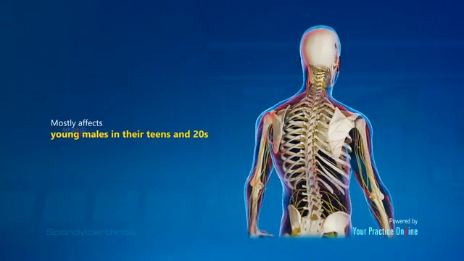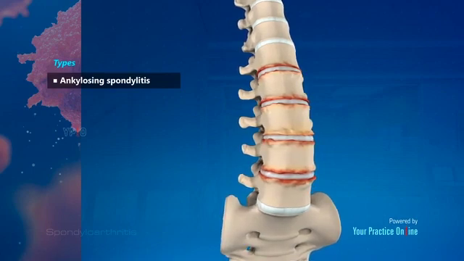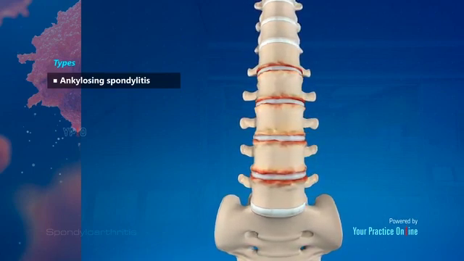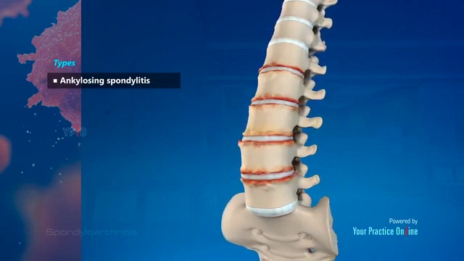Spondyloarthritis mostly affects young males in their teens and 20s. There are several types of spondyloarthritis. The most common type is ankylosing spondylitis, a condition which affects the vertebral joints, causing the bones to fuse, making the spine stiff and painful.